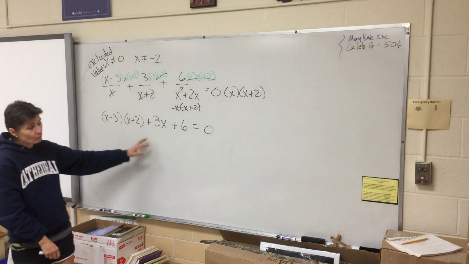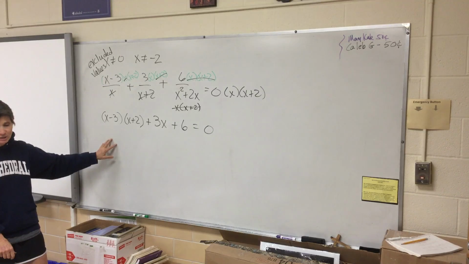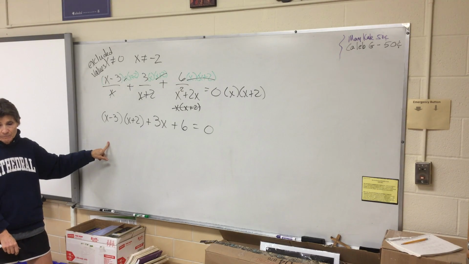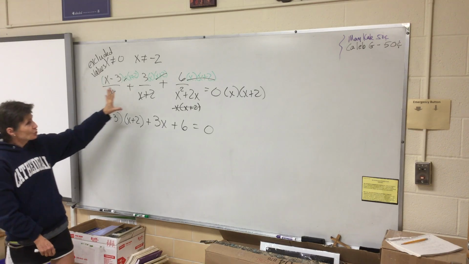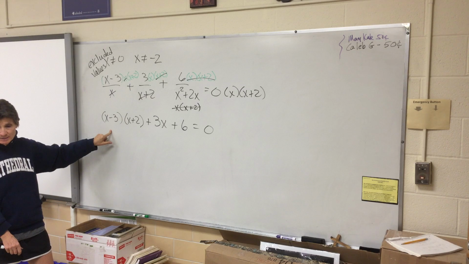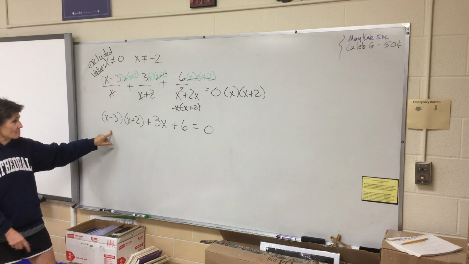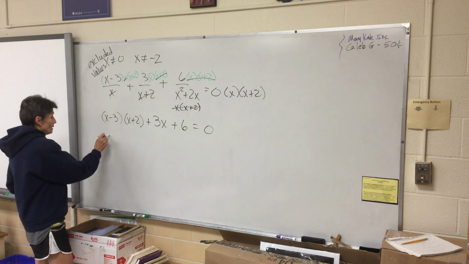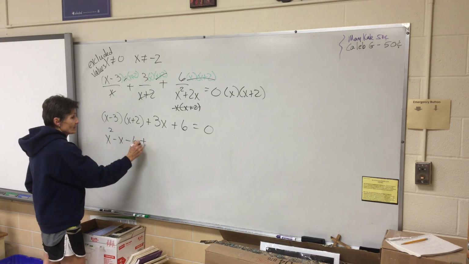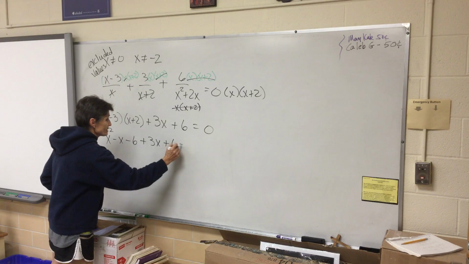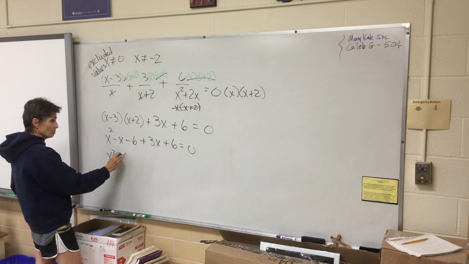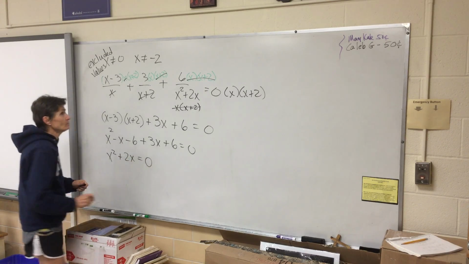All right, this is really the critical step. Does anybody have a question about where this came from? Again, you do not have to show everything like I did, but you do have to end up with this. All right, so x squared minus x minus 6 plus 3x plus 6 equals 0. So x squared plus 2x equals 0.